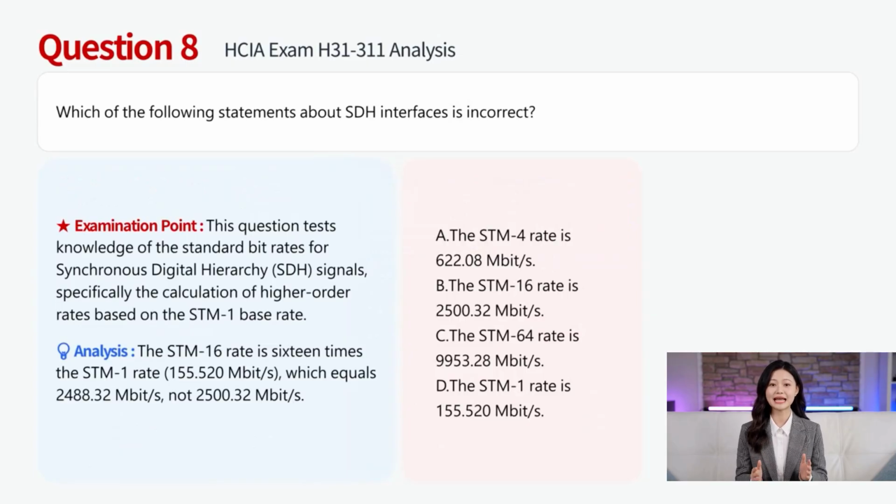The discrepancy stems from a common misconception where the rate is incorrectly calculated as 16 multiplied by 156.25, which yields 2,500 rather than using the exact STM-1 rate. This highlights the importance of using the official ITU-T-defined rate of 155.520 megabits per second as the multiplier for all higher-order SDH signals. Therefore, this question chooses B.